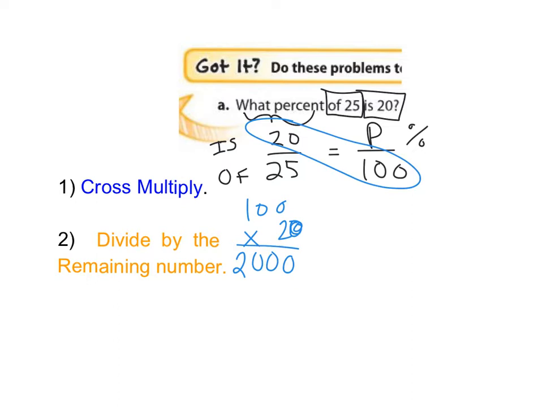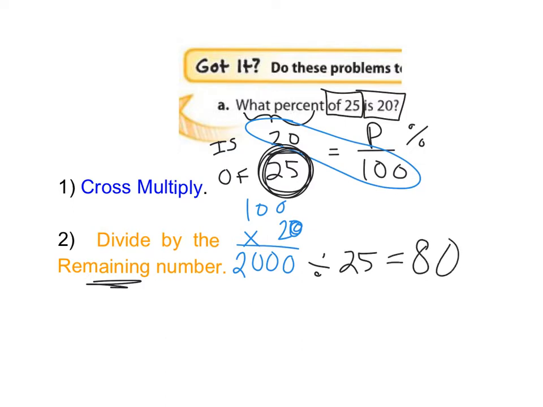Now for step 2, you're going to divide by the remaining number. I'm not going to use that color to divide because it's going to be hard to see, so we'll use black. So 2,000 divided by the remaining number, which is 25, will give us the missing percent number. So 2,000 divided by 25 is 80.